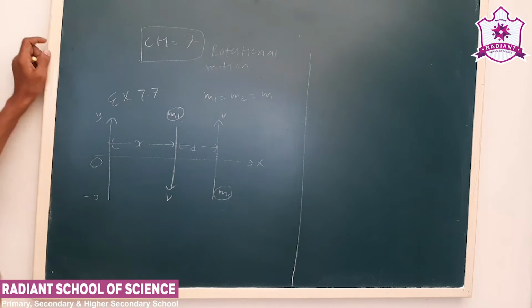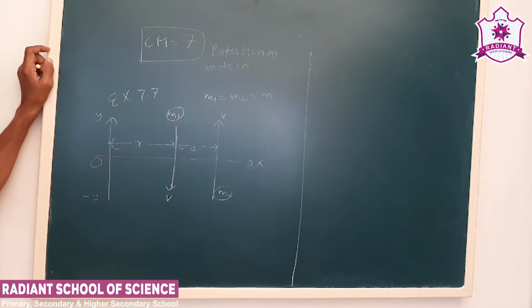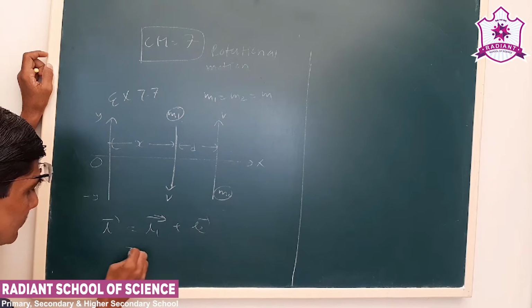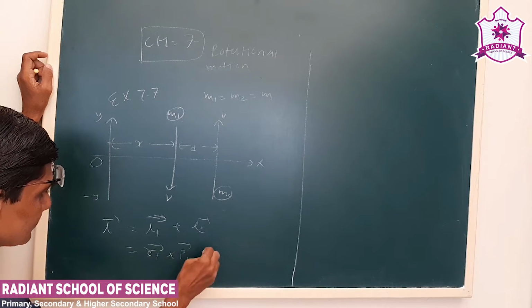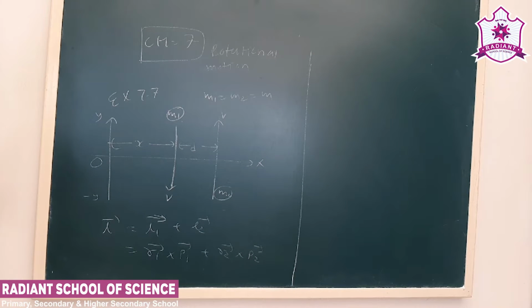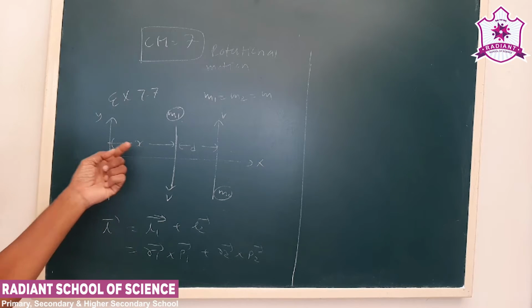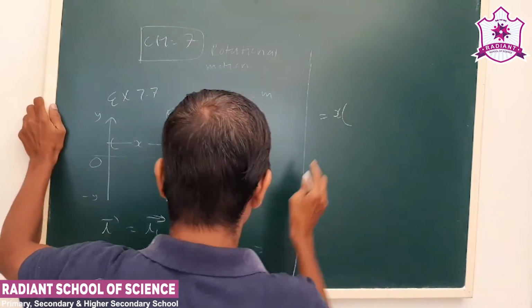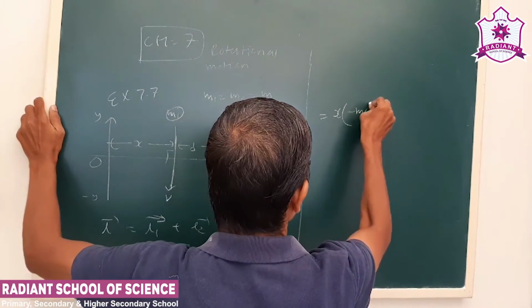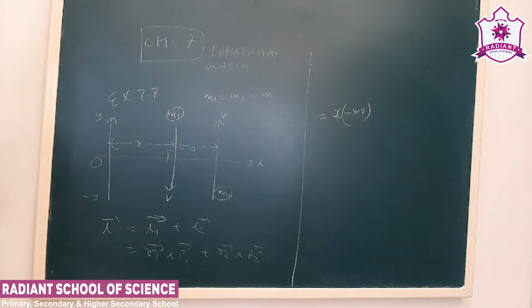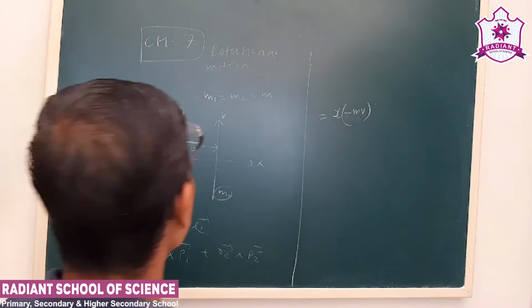Now, the angular momentum of a two particle system, m1 and m2: L is equal to L1 plus L2, that is r1 cross p1 plus r2 cross p2. r is a perpendicular distance. Now the first particle moves in the negative y direction, and the position vector is x. This is a perpendicular distance, so it will be x into momentum minus mv. Now x and y are given, so it will be i cross j.